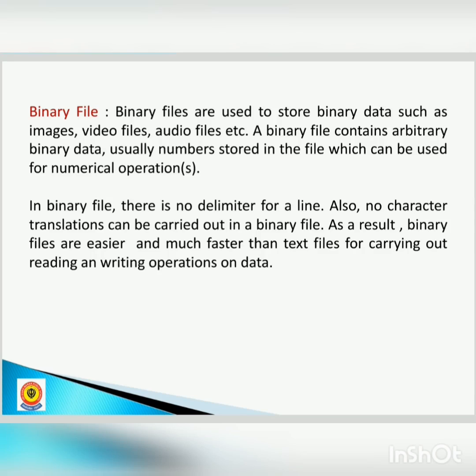Now come to binary file. A binary file is just a file that contains information in the same format in which the information is held in memory, that is 0 and 1. The file content that is returned to us is raw, means no translation or no specific encoding. In binary files, there is no delimiter for a line. Also, no translation occurs in binary files. As a result, binary files are faster and easier for a program to read and write than are text files.